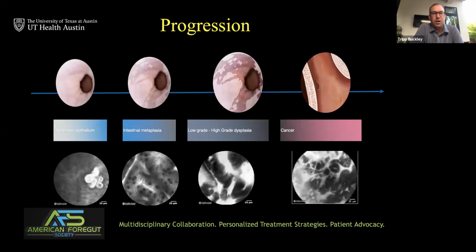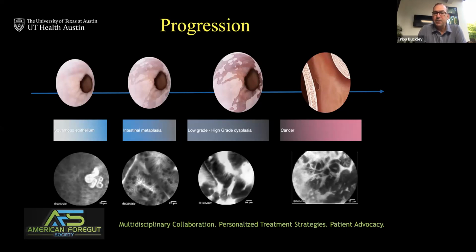If we think about progression, on the top is from an endoscopic view. Again, we've got squamous epithelium or NERD. When you look at the Cellvizio image, non-dysplastic Barrett's in the second image. And now we're getting into dysplasia. You can see disrupted borders there.